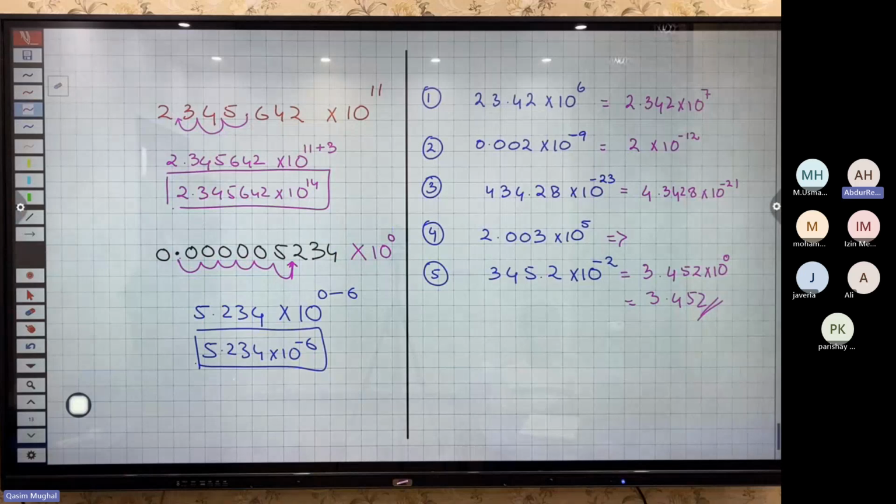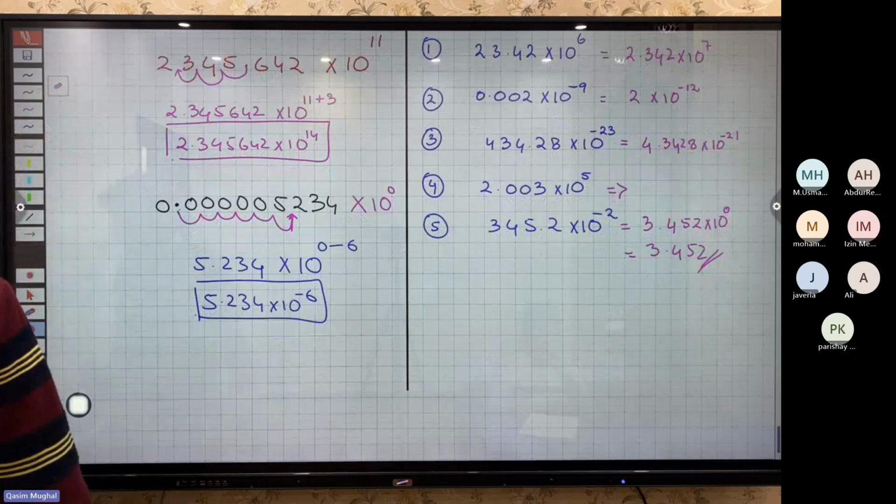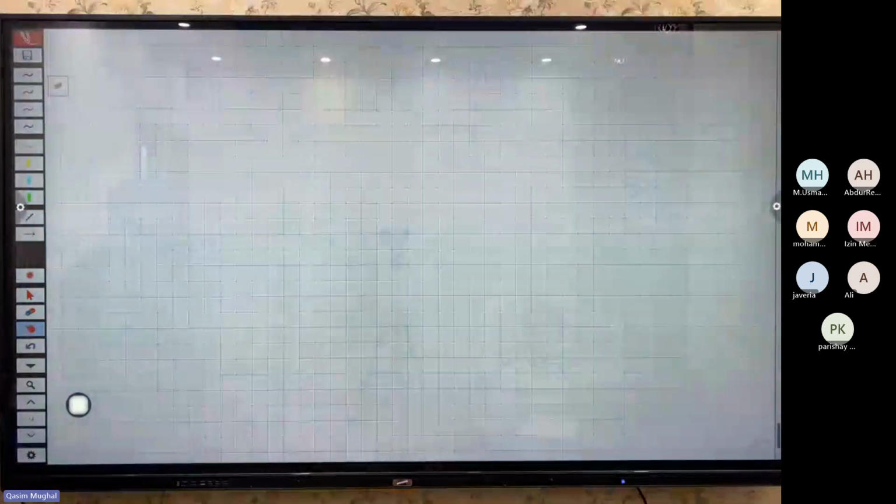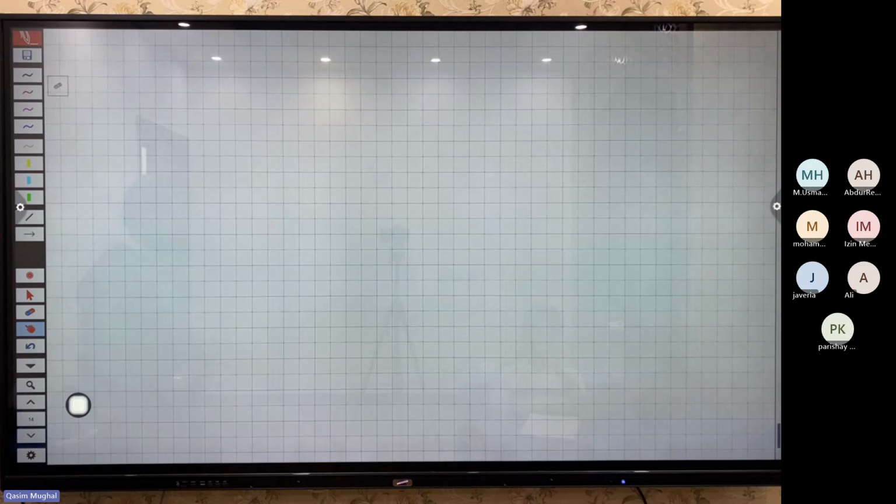यहाँ तक समझ में आया that how to convert a number into a standard form? Okay. Now, sometimes the examiner asks you to do the other way around. He gives you a number in standard form and he asks you to convert it into an ordinary notation.